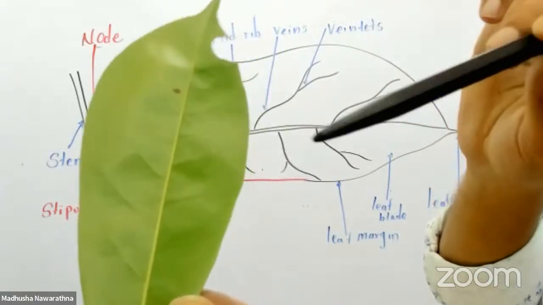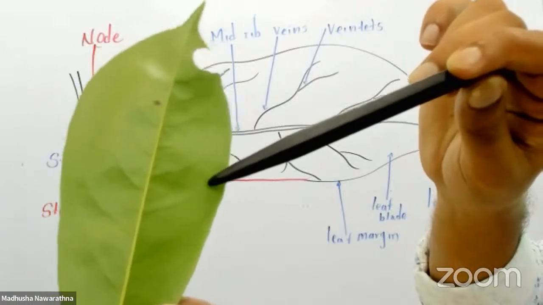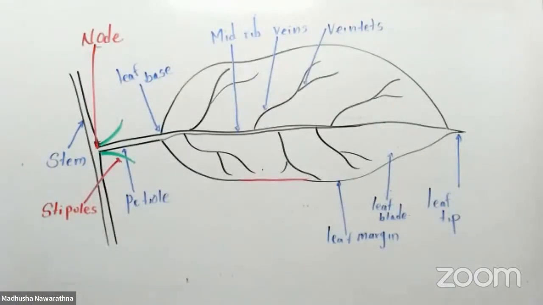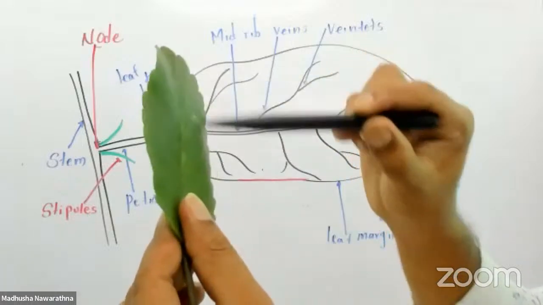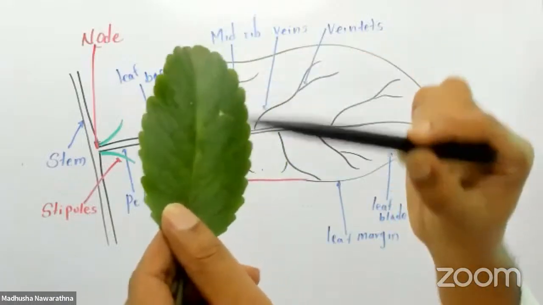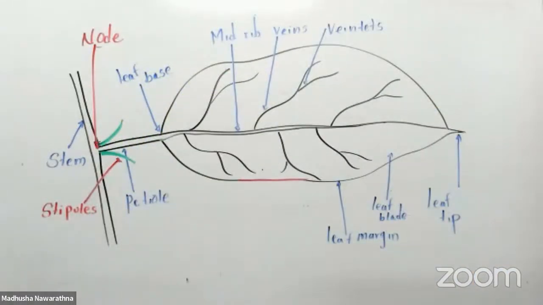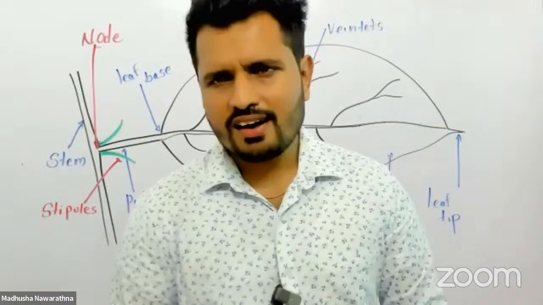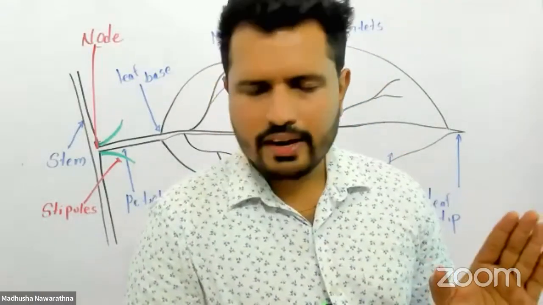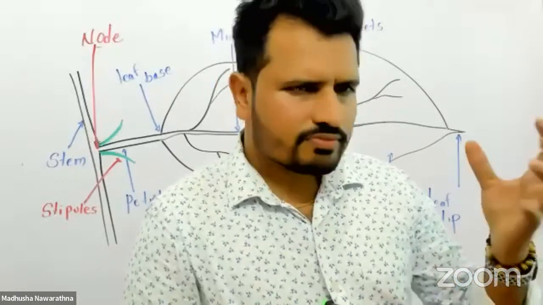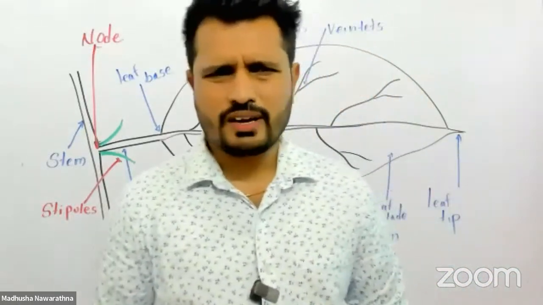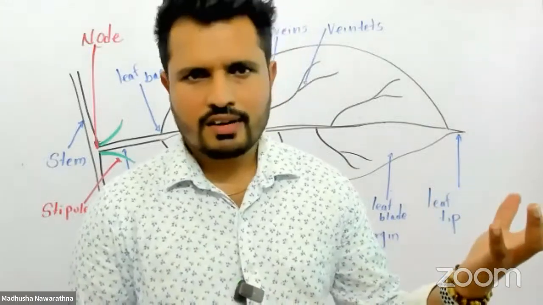From the midrib, the veins, and then small veinlets, you can observe. So what we call the leaf blade is this surface, where the photosynthesis process takes place. Simple. Now you can identify these structures of any leaf, but due to the diversity of leaves, the components may differ from one leaf to another.